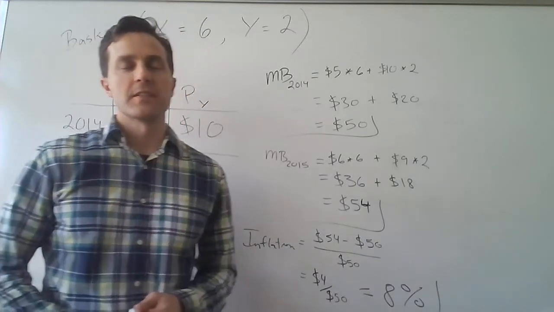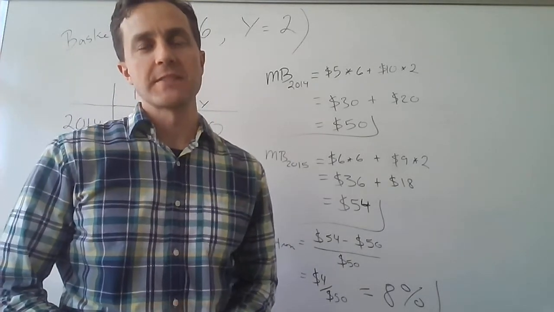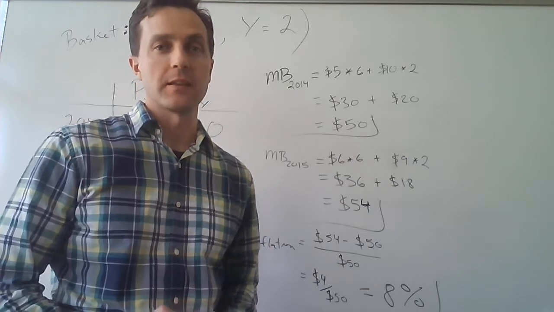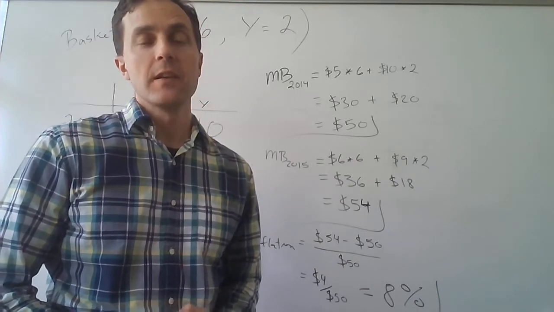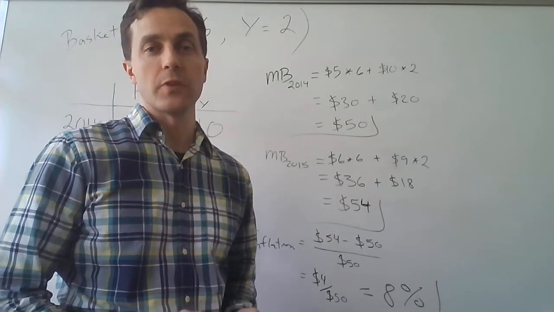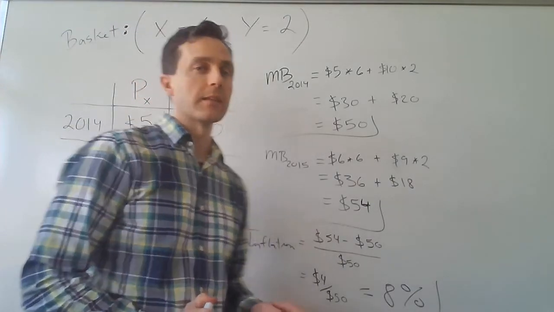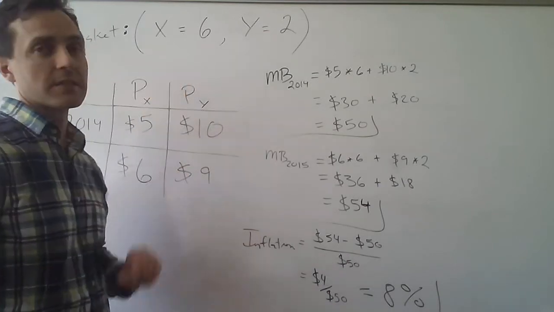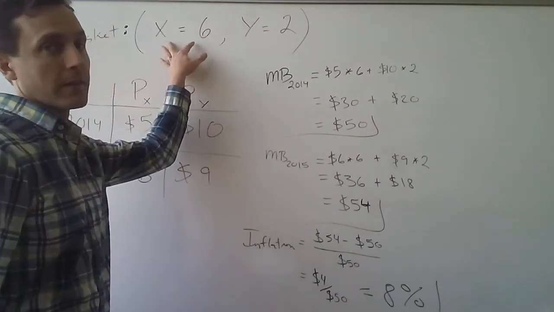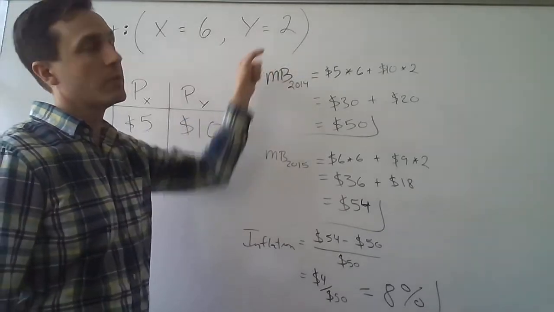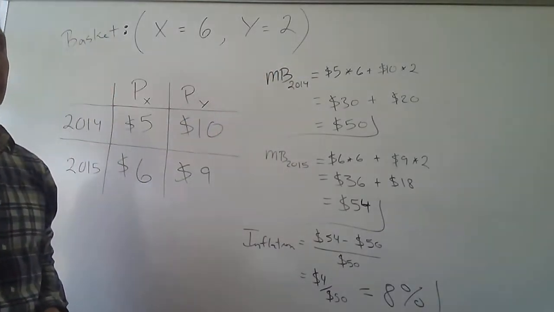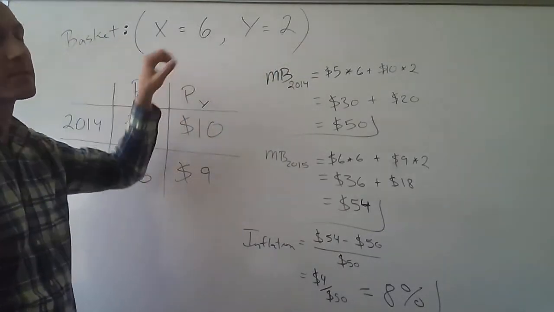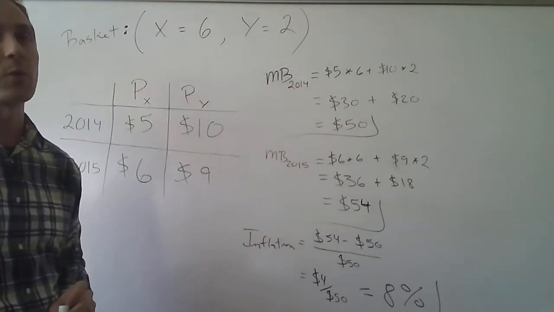All right, suppose there's an economy where the representative market basket to calculate the aggregate price level consists of two goods, and it happens to be that the weights for the two goods are that there are 6 units of good X in the market basket and 2 units of good Y in the market basket. So that's the market basket, 6 units of good X and 2 units of good Y.